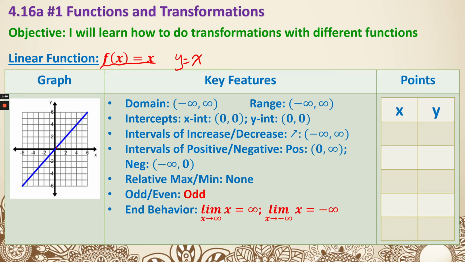For linear, the points we can use: when x is -2, y is also -2. When it's -1, it's -1. When it's 0, it's 0. When it's 1, it's 1. When it's 2, it's 2. So these are the points, and when we plot them, that's typically what we use.